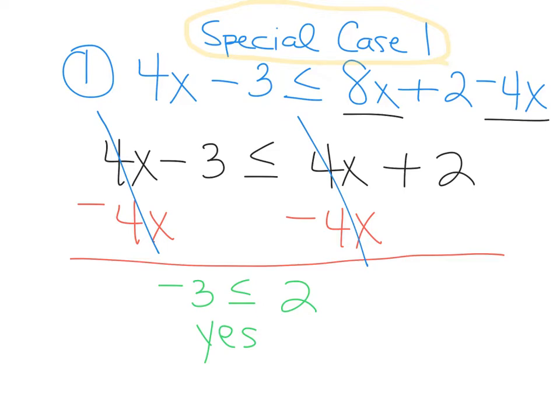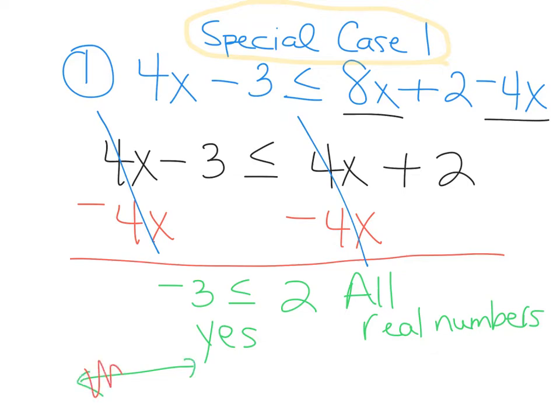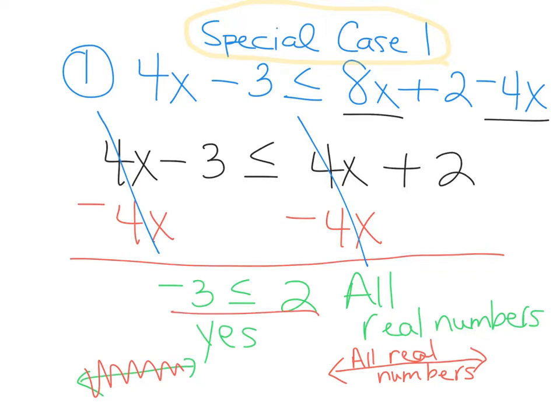So since the answer is yes, the answer to this problem is all real numbers. Now, the question is going to come up when you have to graph these on your homework. Well, how do we graph it? Well, technically, you would just shade the entire line, but I think that looks kind of sloppy. So what I want you guys to do, when you get to your homework and this happens, is just write all real numbers on the number line. And again, it was all real numbers because we got a true statement. If we get a false statement, you'll see in the next one what we do then. Okay, so there's special case number 1, all real numbers.